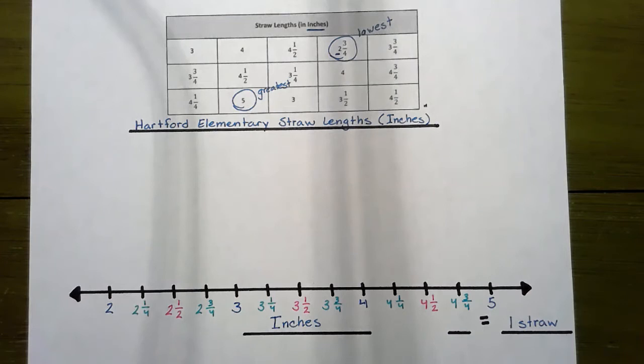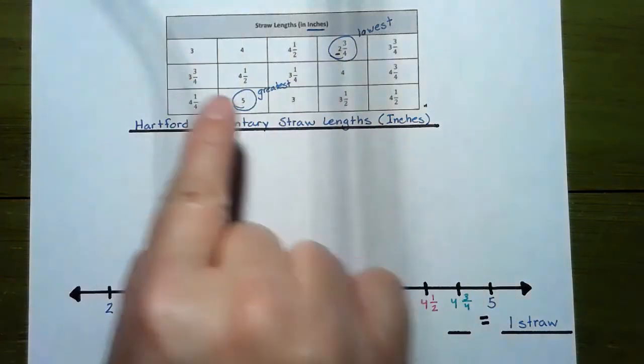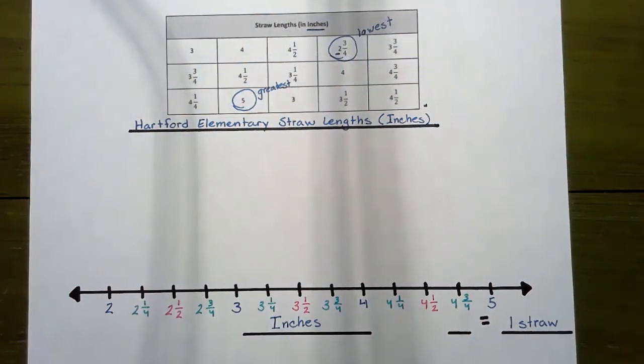So now, the next thing we do is we're going to use our data set to fill in our chart with X's. Remember, we use X's to show frequency, to show how often something happens. So we want to fill in our key. What does each X represent in our line plot today? Say it to your screen. That's right, each X represents 1 straw.